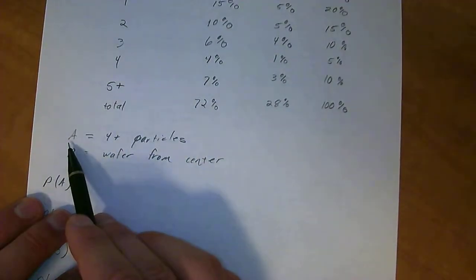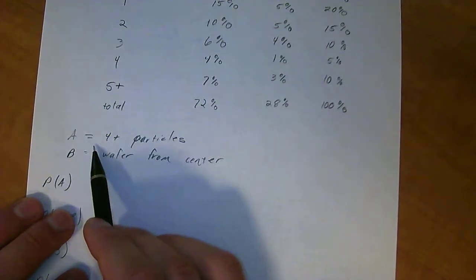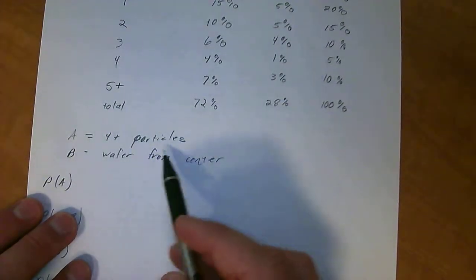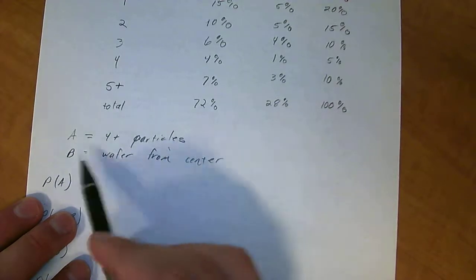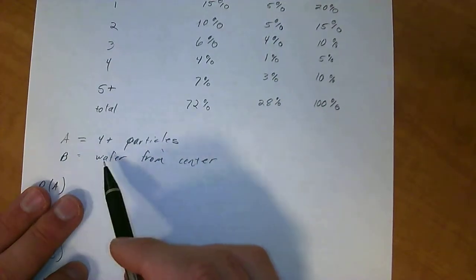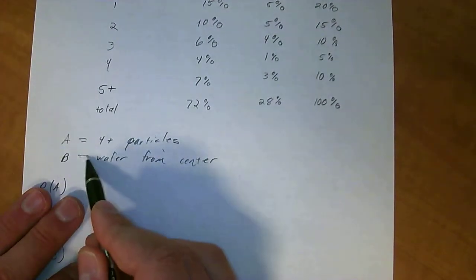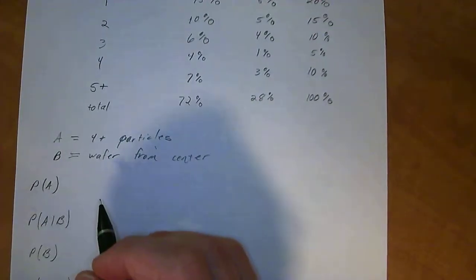So in this problem, A is going to be the chance of 4 or more particles on a wafer, and B is the chance of the wafer being from the center. So, for the very first part, probability of A.